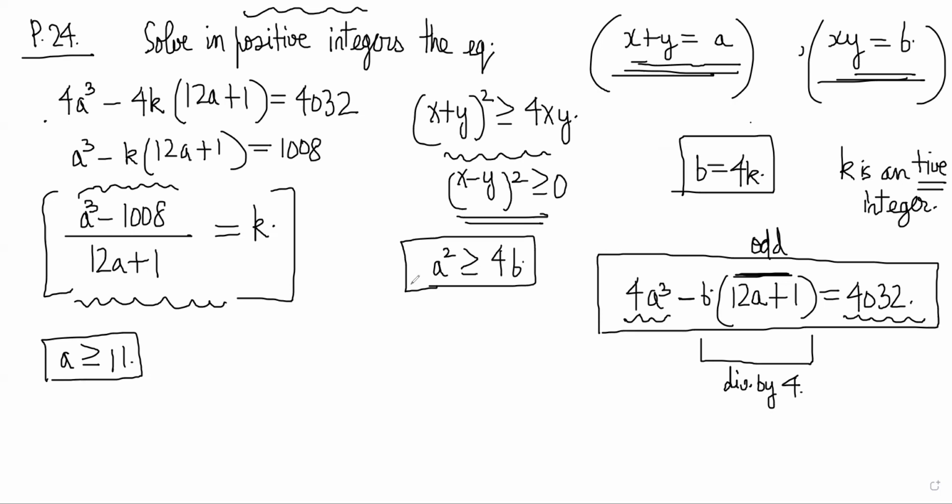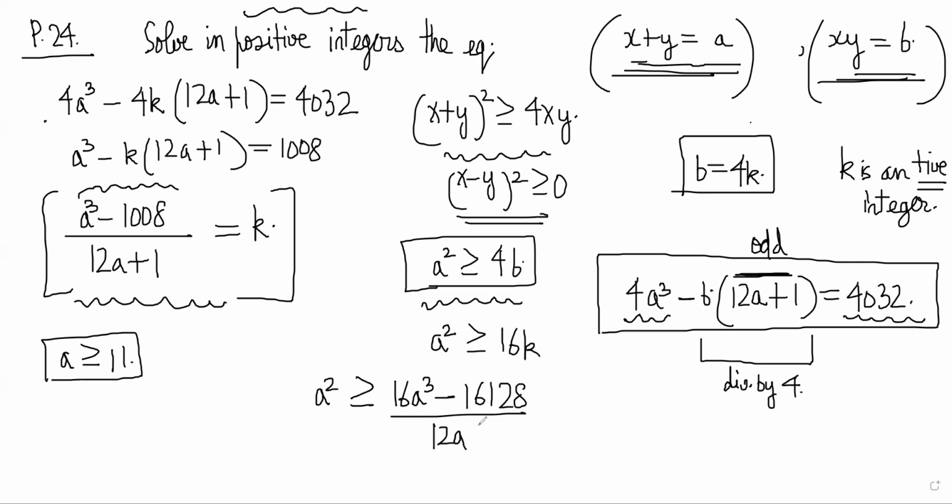So if you now think about it, using this, 4b can be given as 16k. So we're getting a square is greater than or equal to 16(a cube minus 1008) divided by (12a plus 1), right? Yes, sir. We can simplify it now. So let's do that on the next screen. Or we can do it here only. One second.